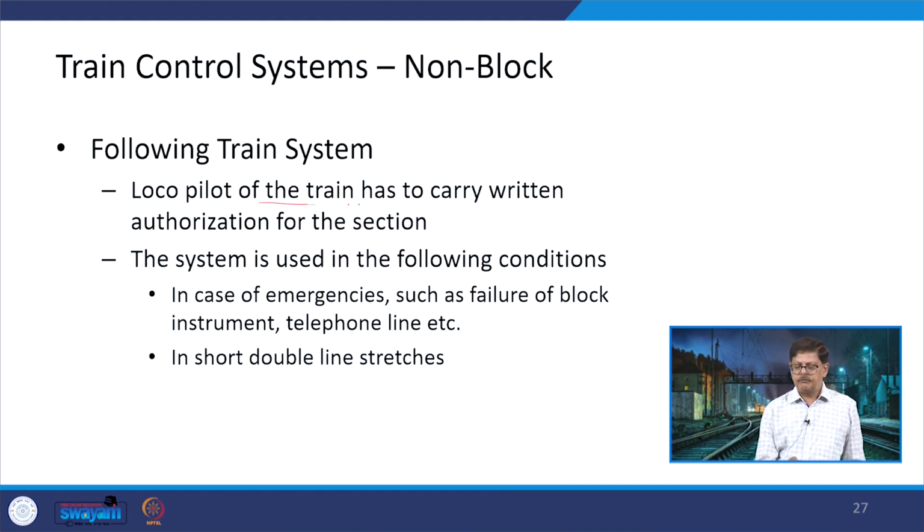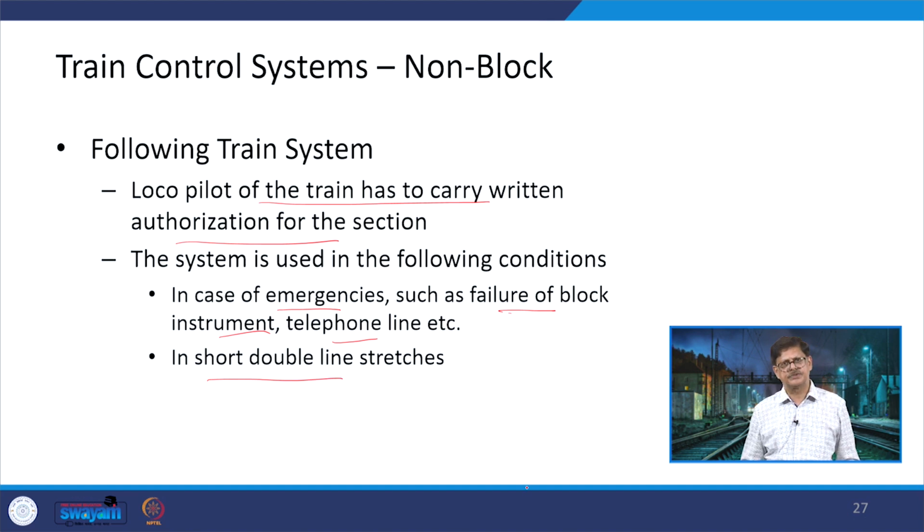The loco pilot of the train has to carry a written authorization to move into the section. The system is used when there are emergencies, failure of block instruments, telephone lines, etc., or in the case of short double line stretches.